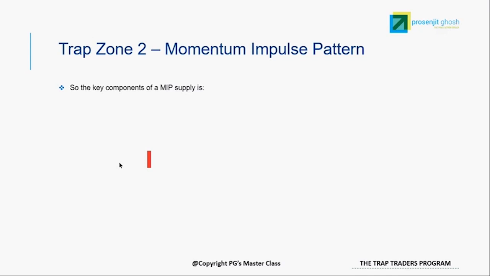The engulf has to happen and then only the trade is there. Otherwise there is only a V shape. I am not going to take a trade. I need the two engulfs. Then only the MIP gets created.